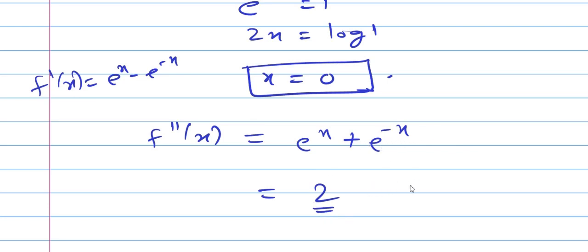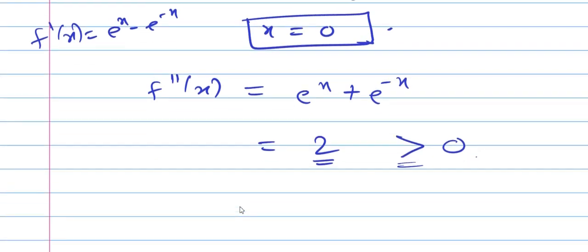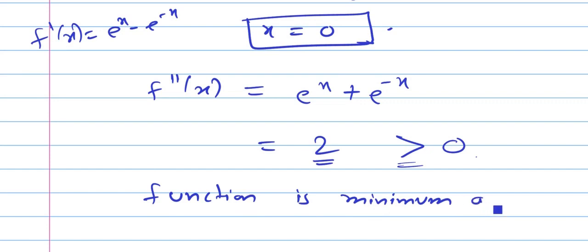So greater than 0 मिला, मतलब फंक्शन क्या है, मैक्सिमम या मिनिमम? फंक्शन इज मिनिमम एट x equal to 0, because if the second derivative is greater than 0 it means we get the minimum value. If the second derivative is greater than 0 it means we get the minimum value of the function. So at x equal to 0 our function is minimum.